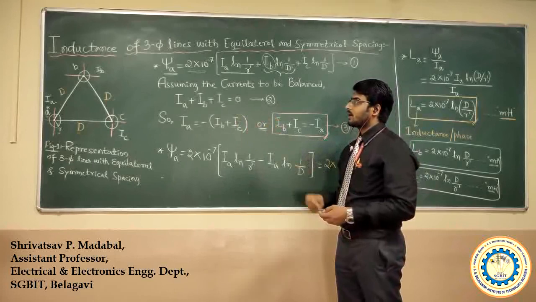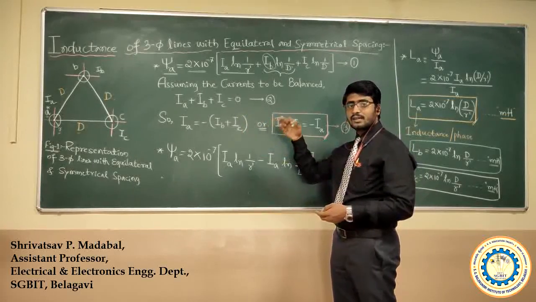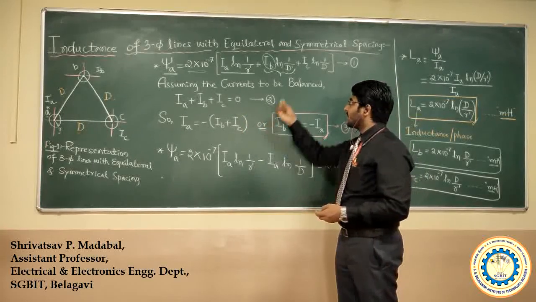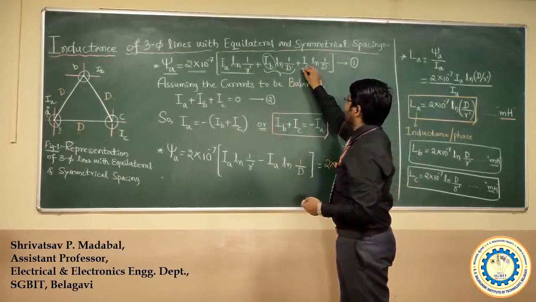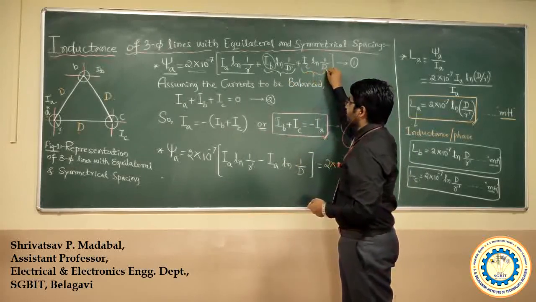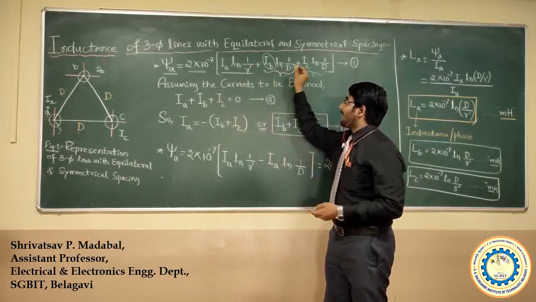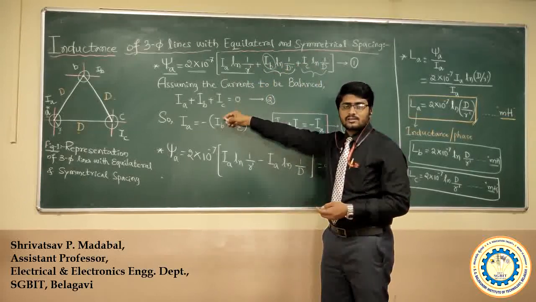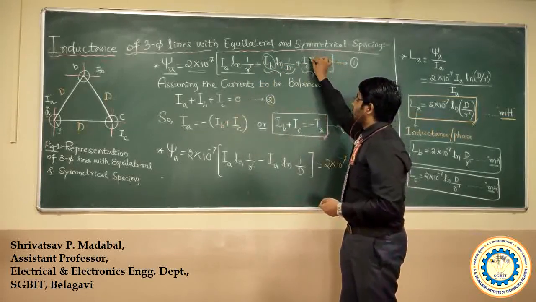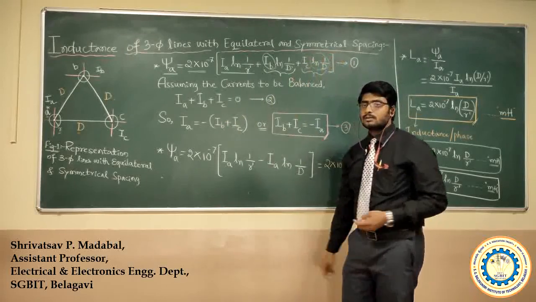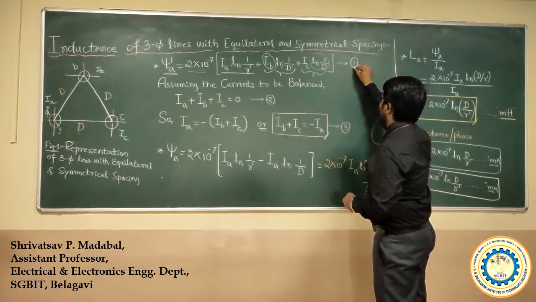Similarly, to find the flux linking because of the current in conductor C, I can write the third term as 2 into 10 raised to minus 7 IC. IC is the current flowing across the conductor C, and ln of 1 by D. So this gives me equation 1.